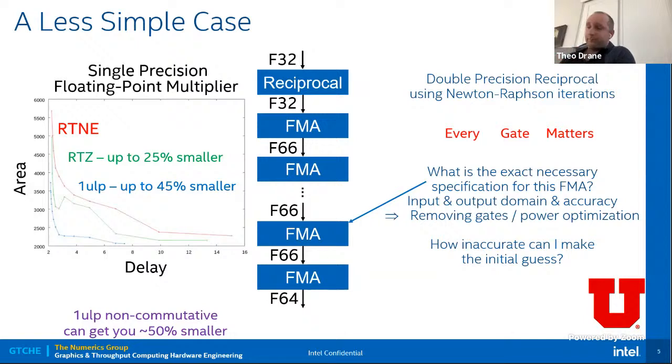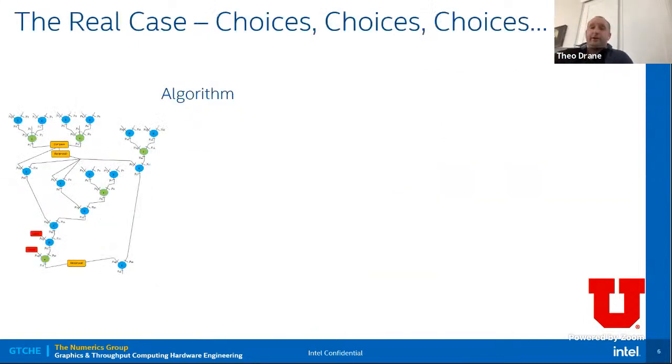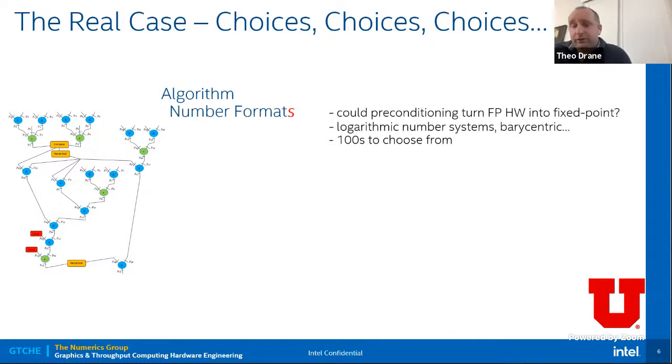So that's now a less simple case. But now I'll just finish with the real case. What are we really doing? In the real case, we have to choose our algorithms. We can choose our number formats. We can choose between different hardware: fixed point, floating point, logarithmic, the list goes on.